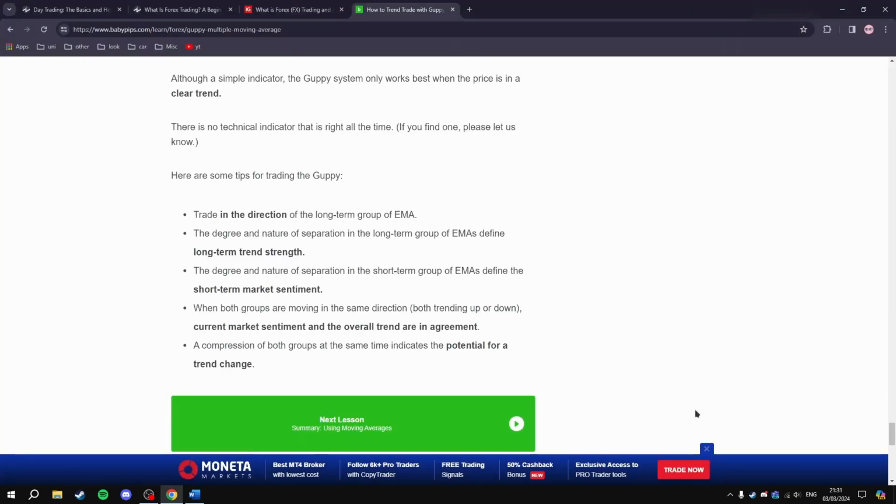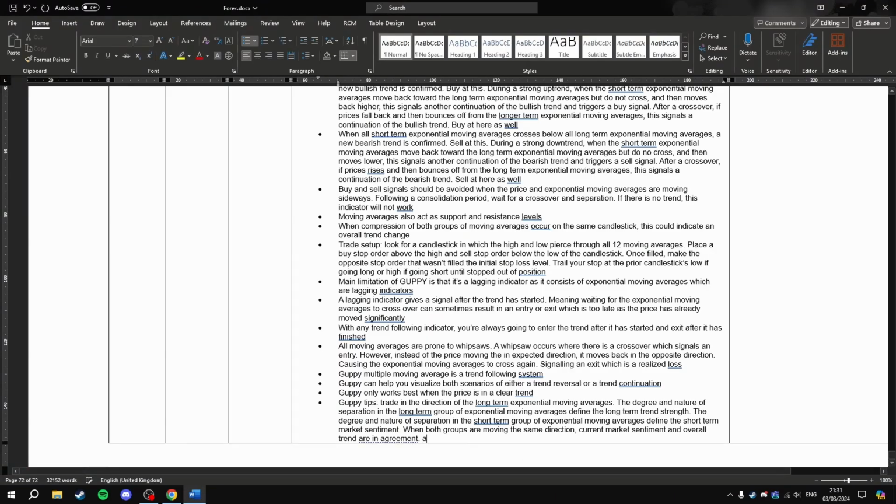A compression of both groups at the same time indicates a potential for a trend change.